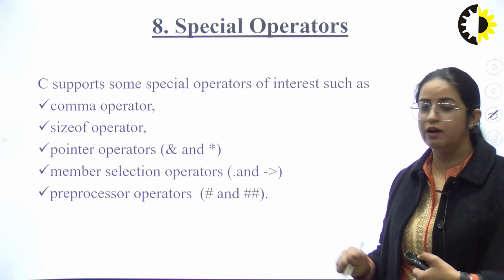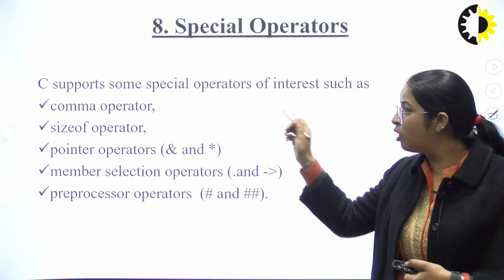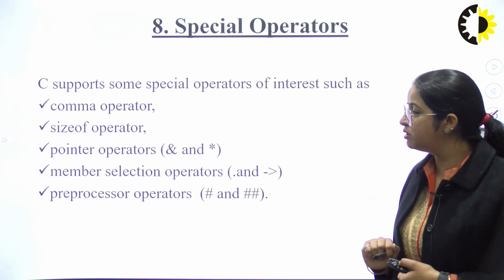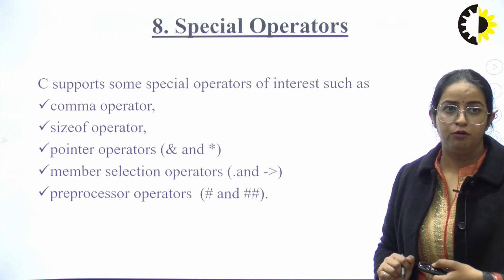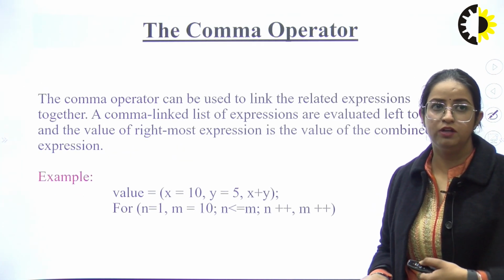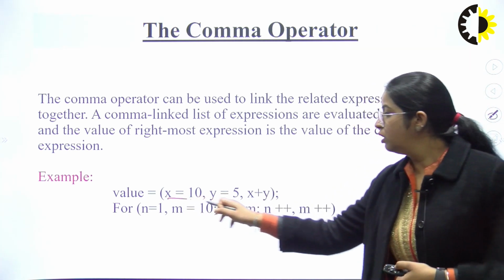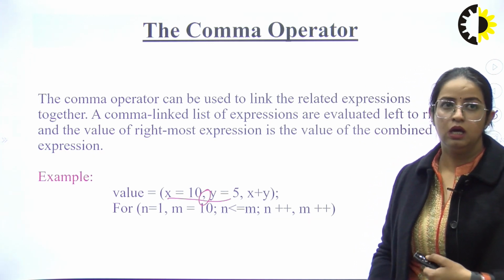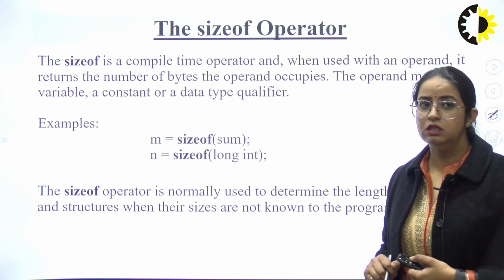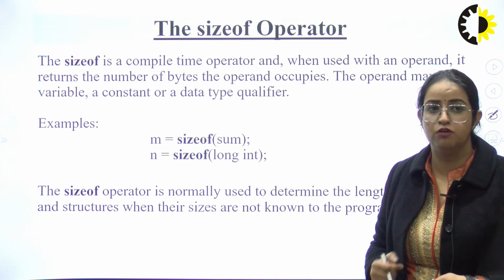Now we have some more special operators: comma operator, sizeof, pointers, member selection, and preprocessor operators. These are the different types of special operators we have. What does the comma operator do? Suppose we want to separate two initializations, then we use the comma operator. And what does the sizeof operator do? The sizeof operator is basically used to calculate the size of an integer.